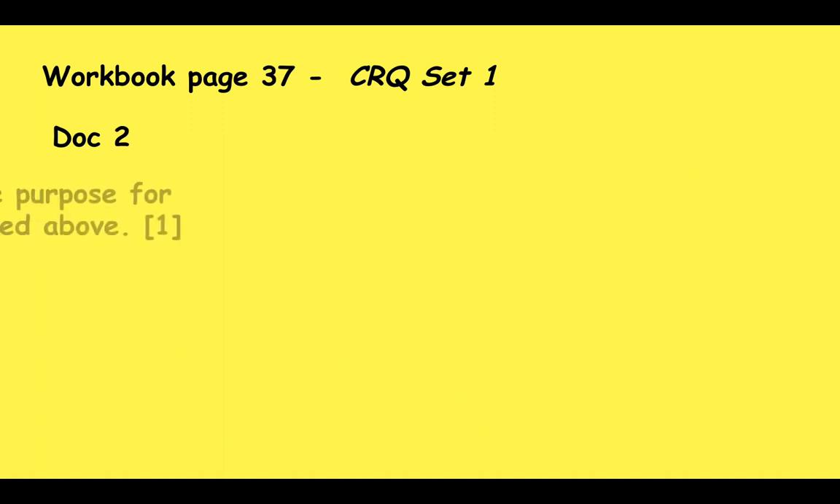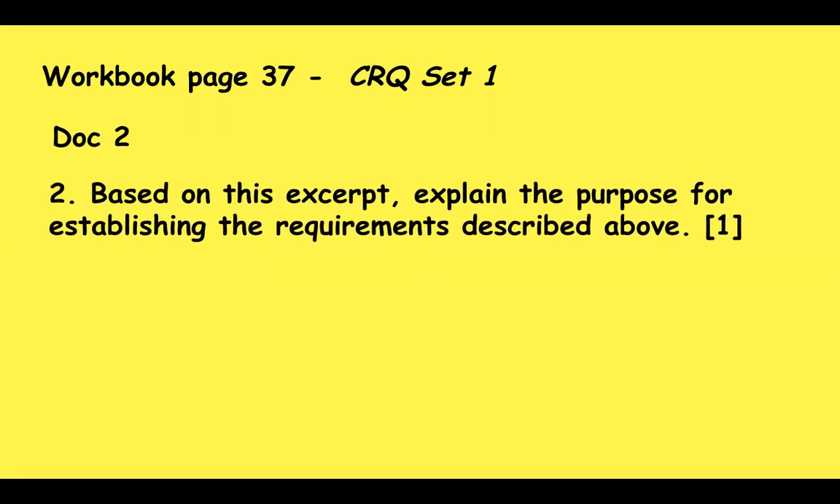Let's go on to document 2. Question 2 always deals with document 2. The question is, based on this excerpt, explain the purpose for establishing the requirements described above. So we want to know purpose this time. Let's look at document 2. This is from the 12 Tables. Remember, the 12 Tables were the Romans' law code.